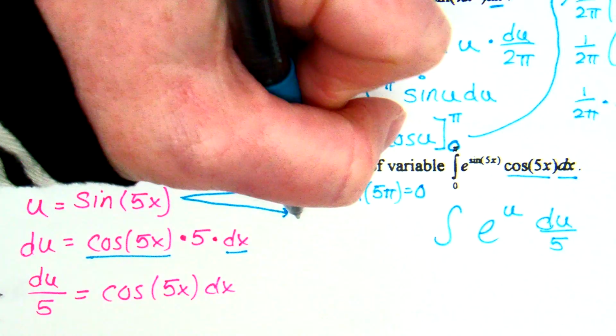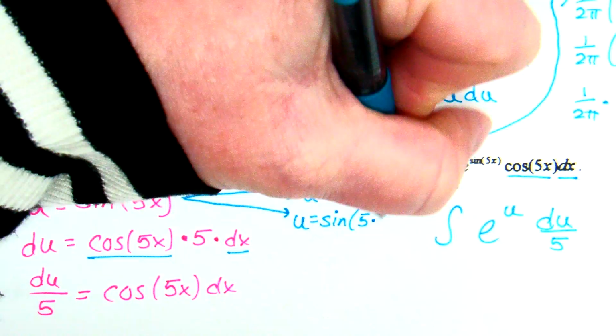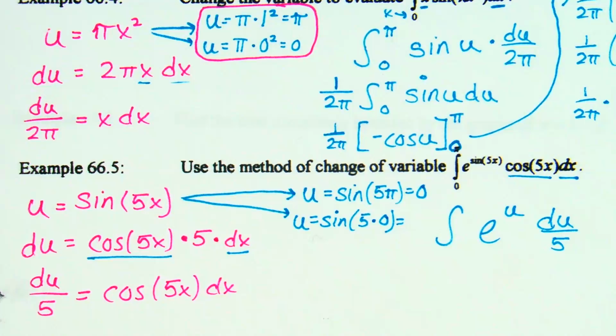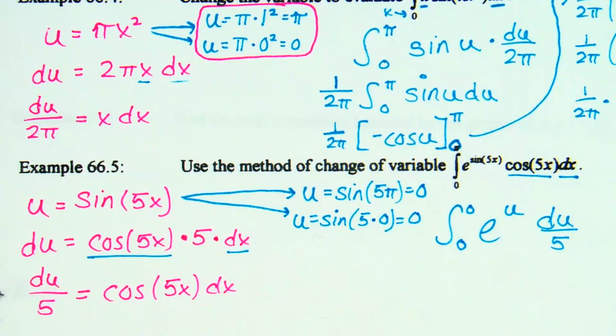Then we need to plug our other boundary in. The sine of 5 times 0. 5 times 0 is 0. What's the sine of 0? 0. So my boundaries are 0 and 0. Okay? Now, if we're going to clean this up, and honestly, we could stop right here.